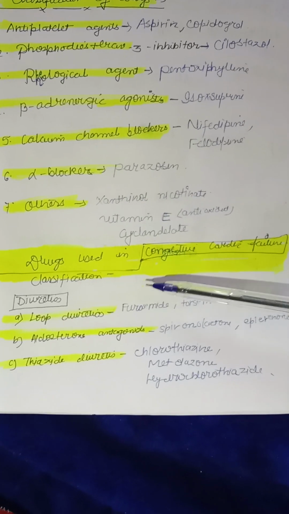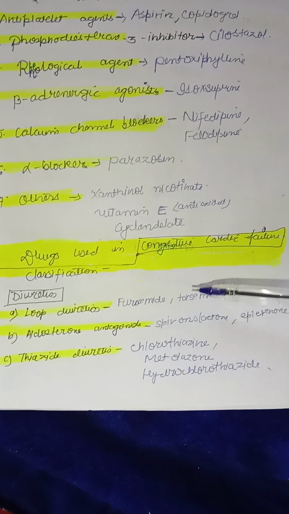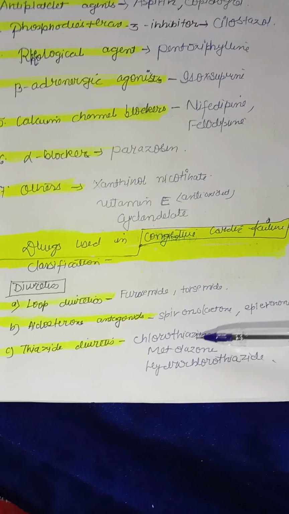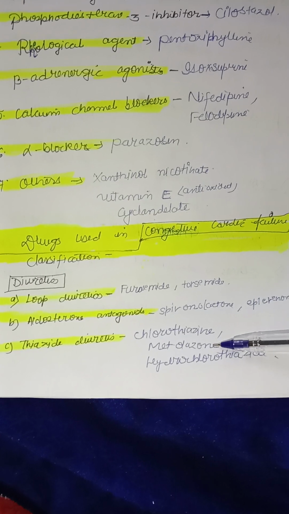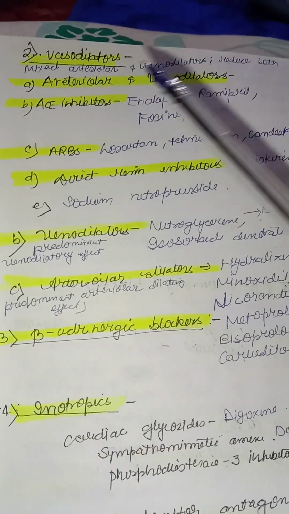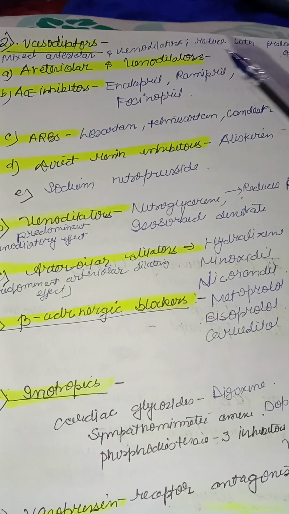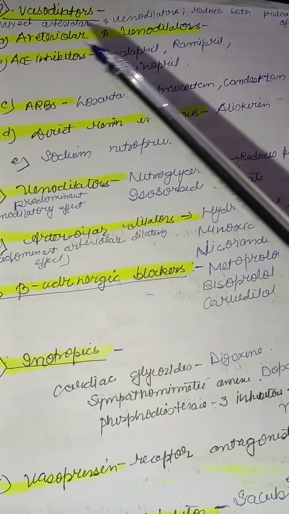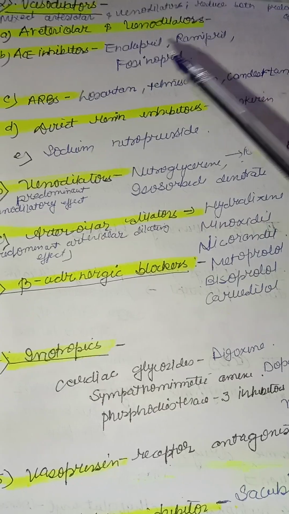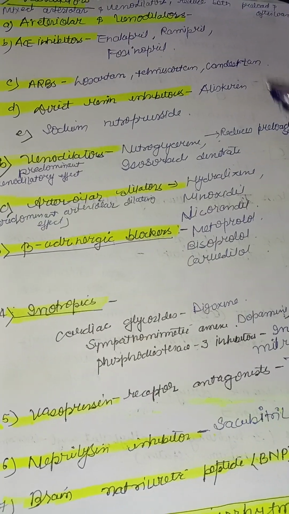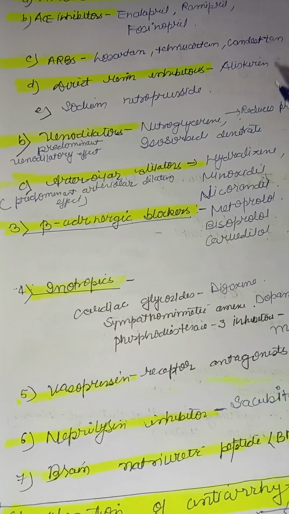Then drugs used in CCF, congestive cardiac failure. In congestive cardiac failure, we have diuretics, loop diuretics, furosemide, torsemide, aldosterone antagonists, spironolactone and eplerenone. Thiazide diuretics like chlorothiazide, metolazone, hydrochlorothiazide. Then we have vasodilators, mixed arterial and venodilators, which reduce both preload and afterload. Arterial and venodilators: ACE inhibitors, enalapril, ramipril, fosinopril. ARB, losartan, telmisartan, candesartan, direct renin inhibitors like aliskiren.